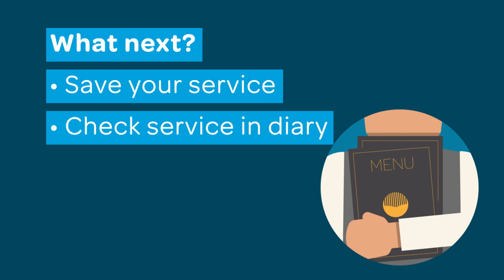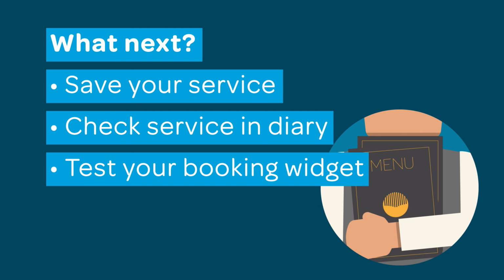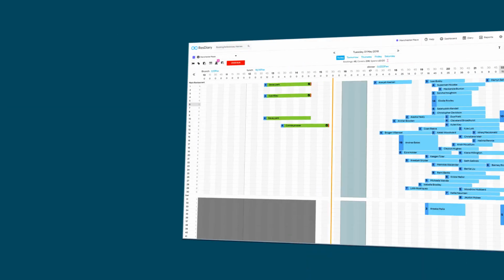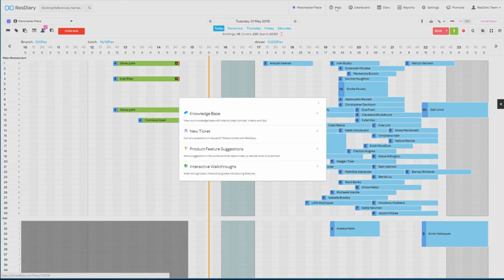Make sure you check in your diary that the service you have designed works the way you'd expect, including any changes that may affect the booking widget. If you're having any issues or have any questions, you can find more information about closeouts on the knowledge base or get support anytime by raising a ticket.